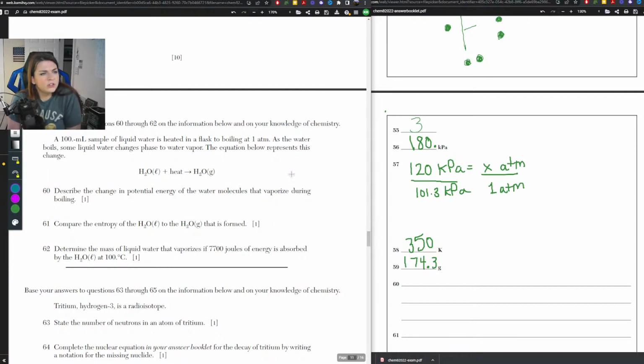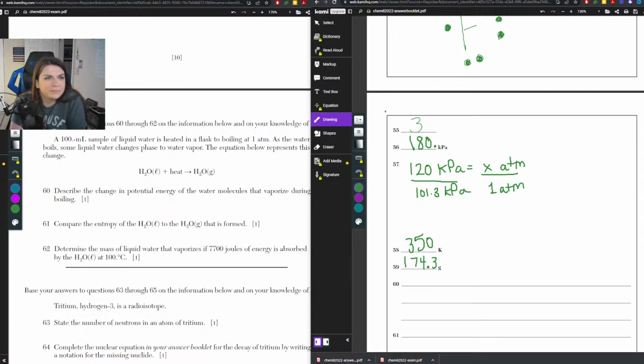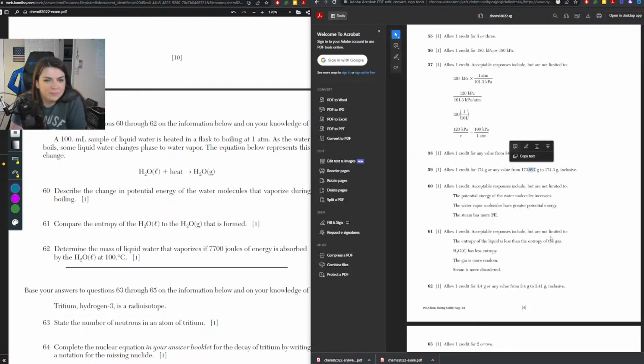A 100 milliliter sample of liquid water is heated in a flask to boiling at 1 atmosphere. As the water boils, some liquid water changes phase to water vapor. The equation below represents this change. Describe the change in potential energy of the water molecules that vaporize during boiling. They have more energy now. Is that what it's looking for? Oh, yeah, that's it.